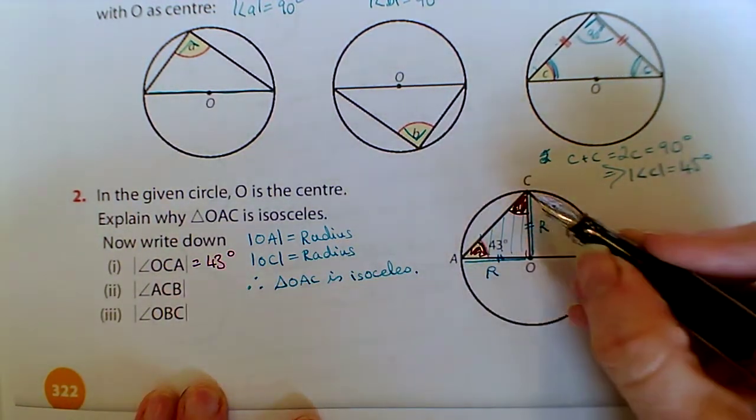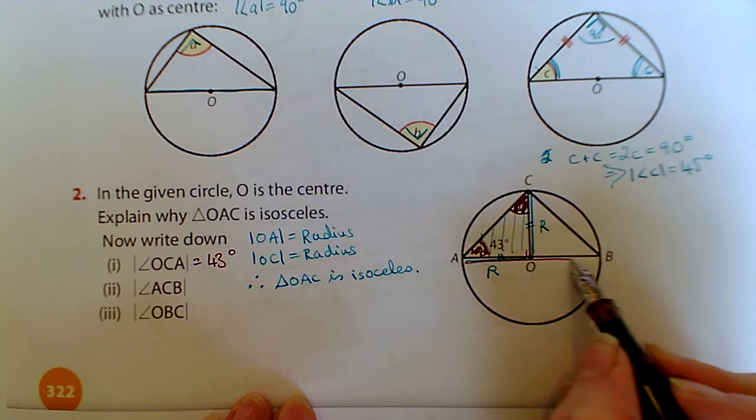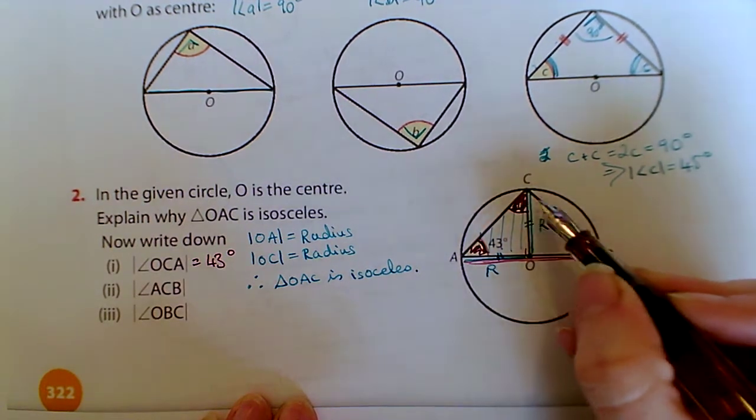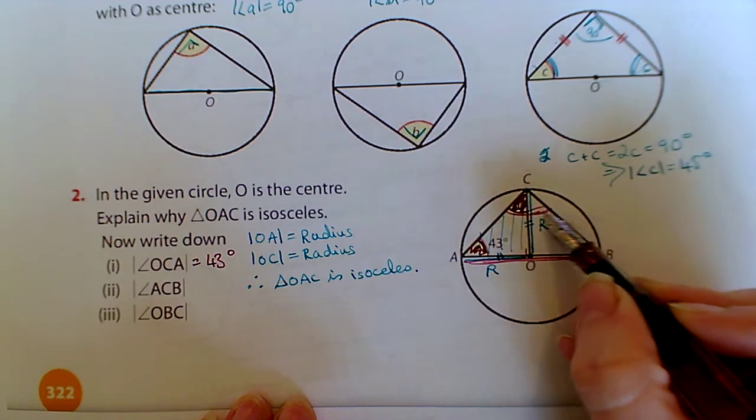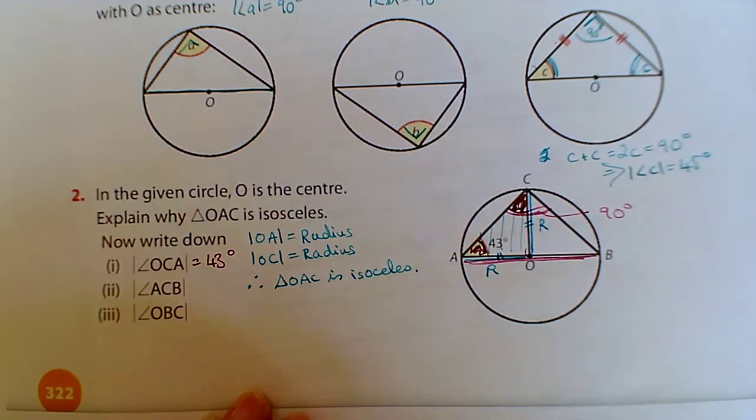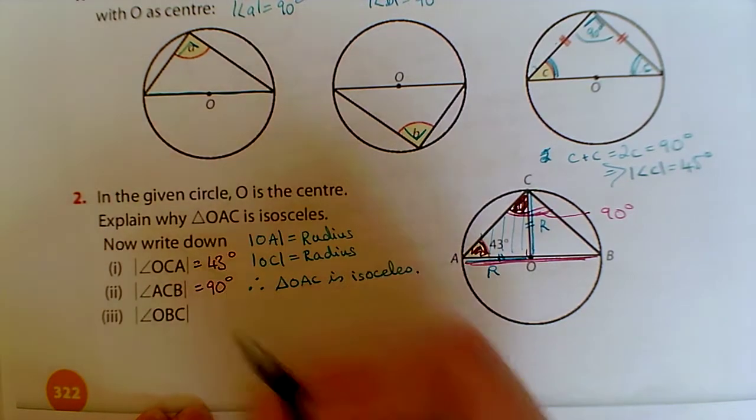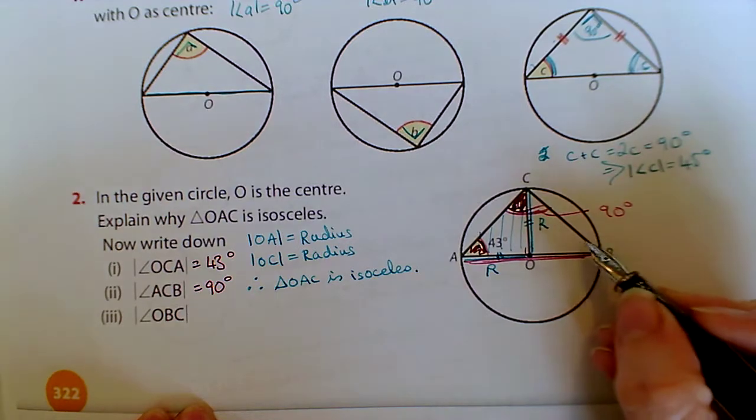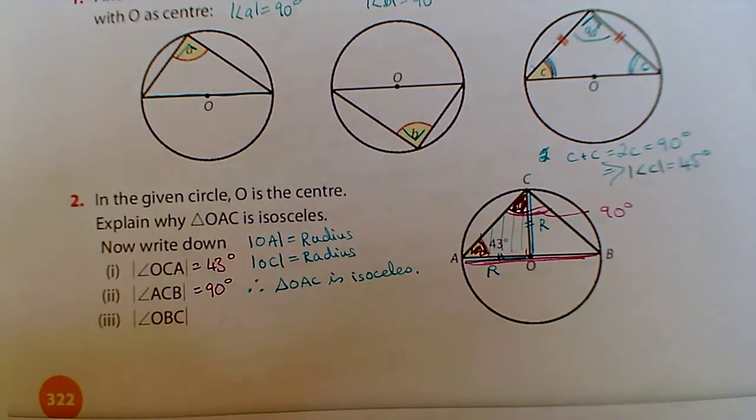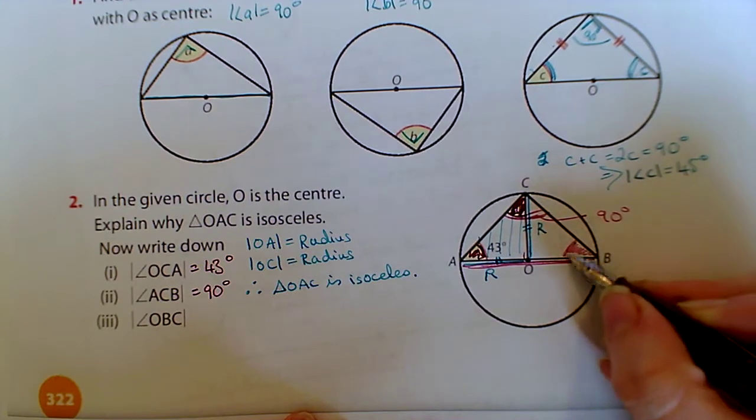ACB. We're now looking at a bigger triangle. But remember, this is standing on the diameter, so ACB, this angle here, must be 90 degrees. Okay, so ACB is 90 degrees, and from that we can work out OBC. We can work out this angle down here. We can work out what that must be.